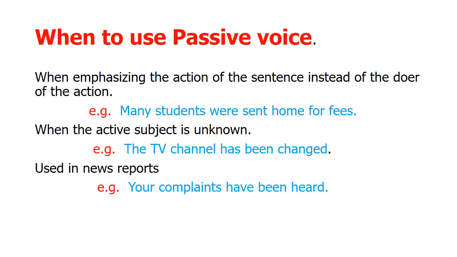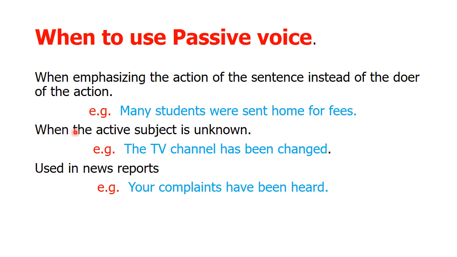When do we use passive voice? First, we use passive voice when emphasizing the action of the sentence instead of the doer of the action. For example, many students were sent home for fees. In this case, we only focus on the action, which is was sent. We are not interested in the person who sent them home for fees. Now we use passive voice when we are not interested in the doer of the action.